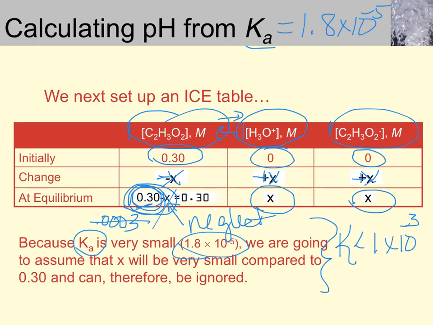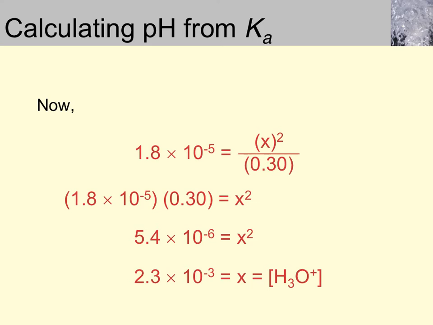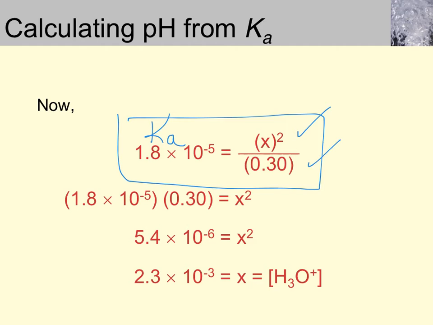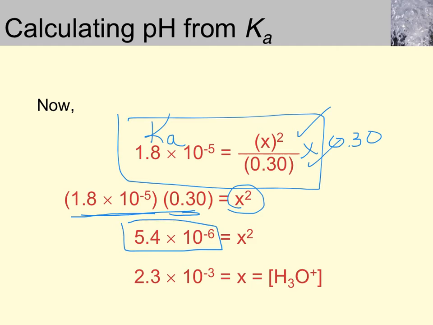So we're going to cross out that x. That makes it much more simple, and then we're going to plug our equilibrium values back into the expression for Ka. Remember, we were given the value for Ka, and here are our equilibrium values plugged back in. Go ahead and simplify. You start by multiplying both sides by 0.30. 1.8 times 10 to the minus 5 times 0.30 is 5.4 times 10 to the minus 6. That equals x squared, and so let's take the square root of both sides. That tells us that x is 2.3 times 10 to the minus 3.